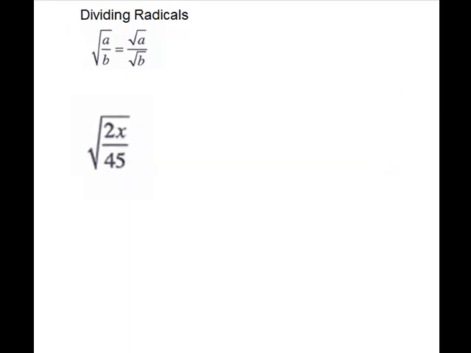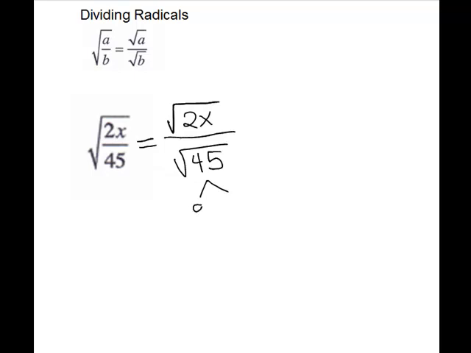For our next problem, square root of 2x over 45. I would first break the radical with the numerator and with the denominator. 45 has a 9 in it, so it's a perfect square. You can go ahead and take the square root, which is the 3 to the outside, or you can do primes, and there is your 3. So 3 on the outside, 5 stays inside.